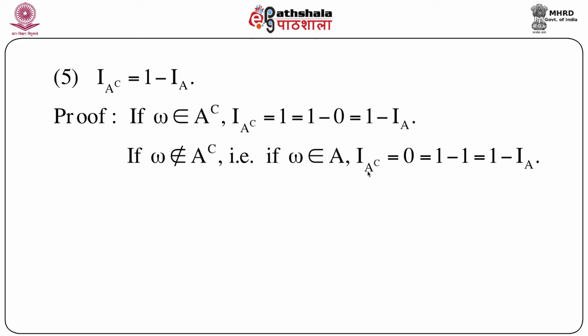So what we have is I of A complement equals 1 minus IA, and this is true when omega belongs to A complement as well as when omega does not belong to A complement. So taking together, we have the proof that I of A complement equals 1 minus IA.